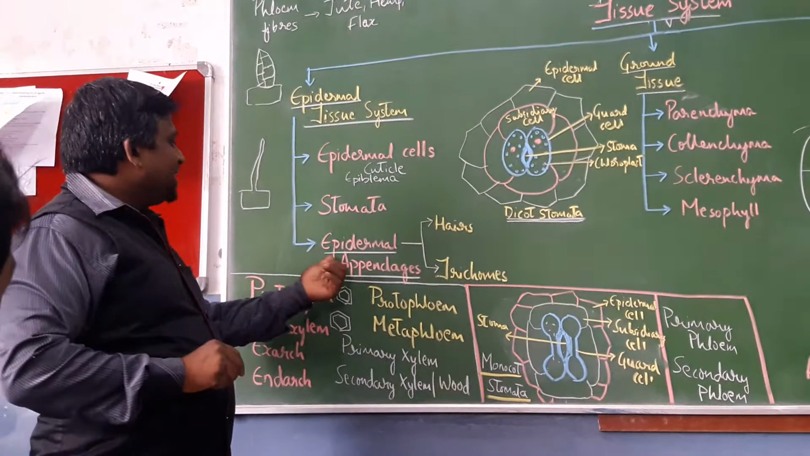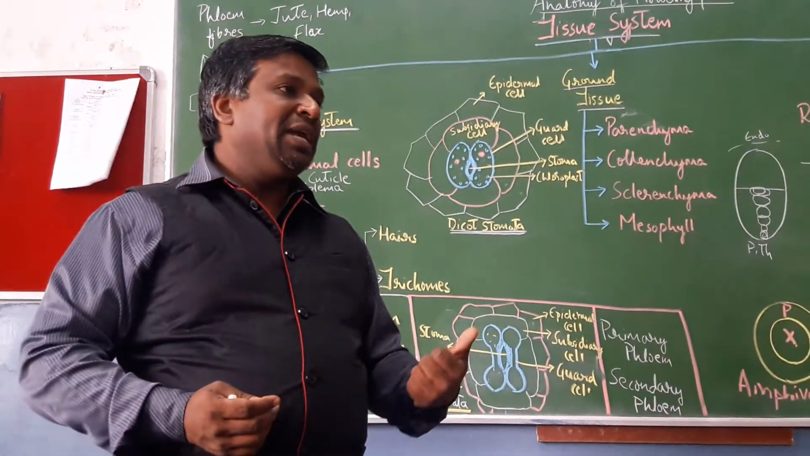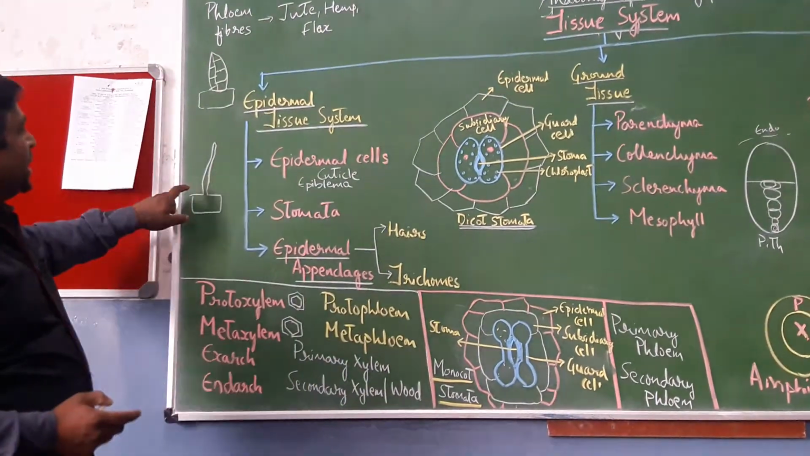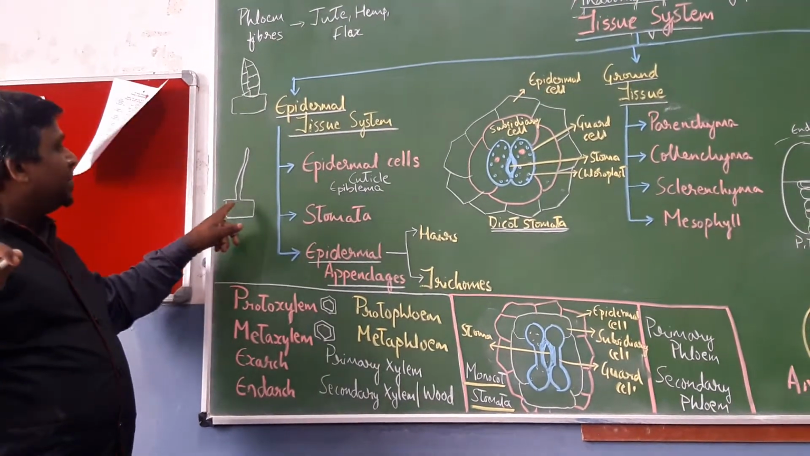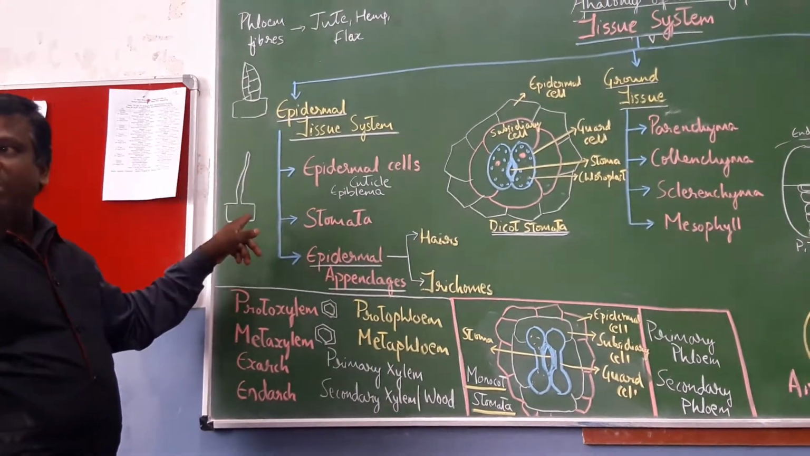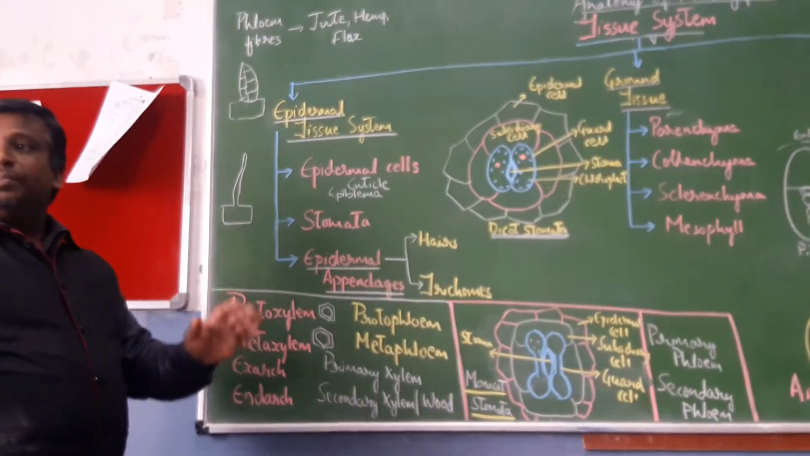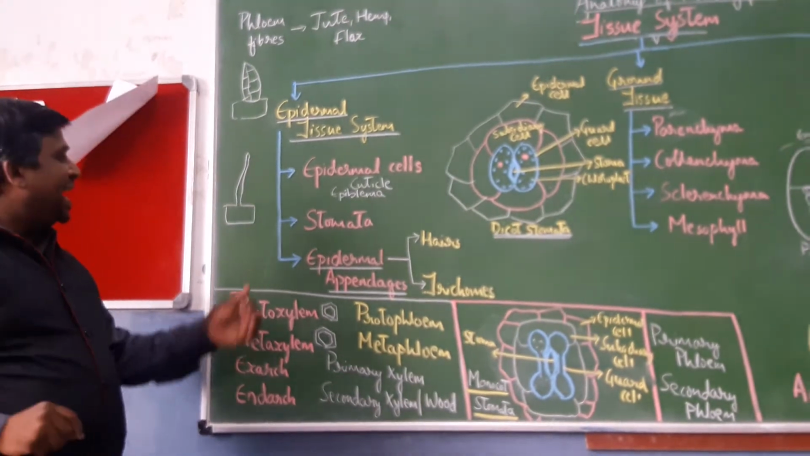Next is epidermal appendages, the extensions of the epidermal cells. We call them epidermal appendages. I have already told you the root hair is unicellular. From the epidermal cell, there is a unicellular extension called root hair. Root hair absorbs water. Maximum water absorption from root takes place through root hairs.